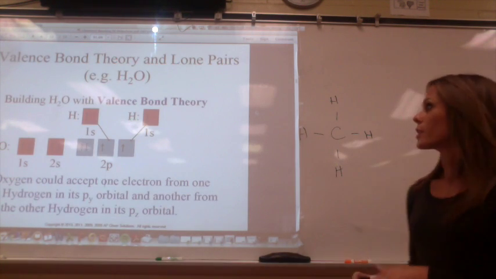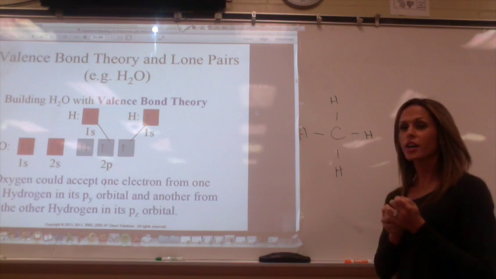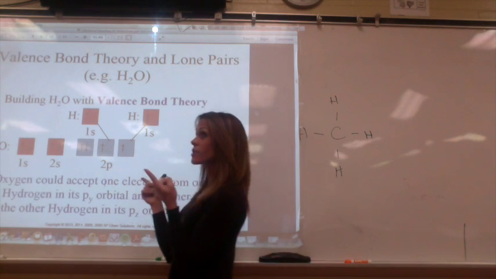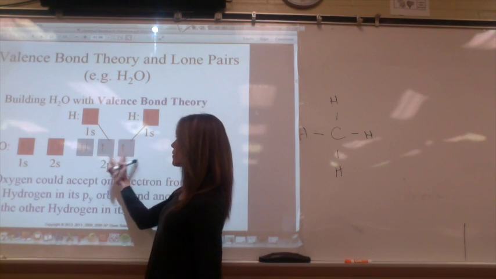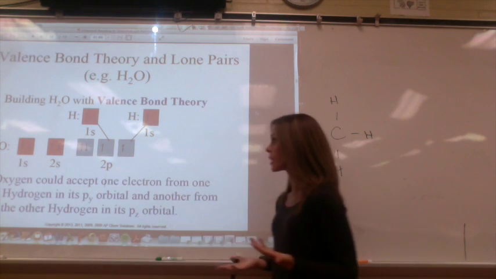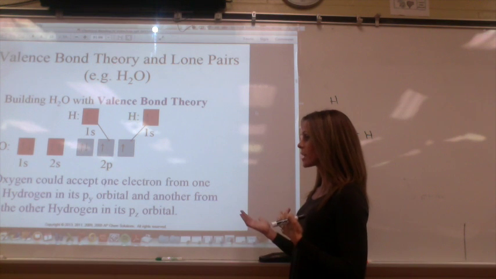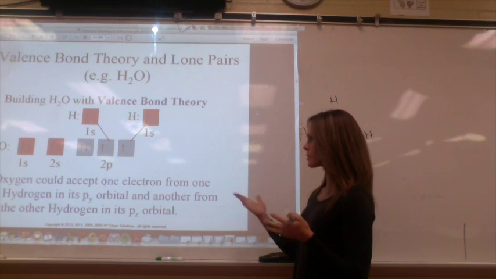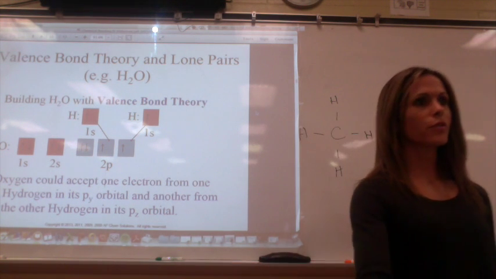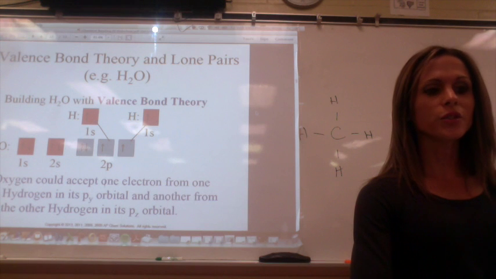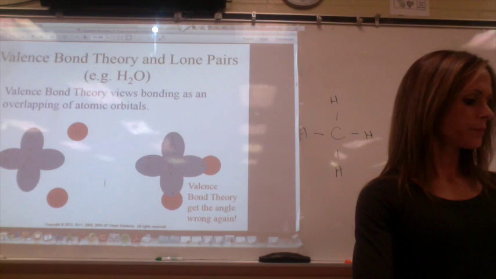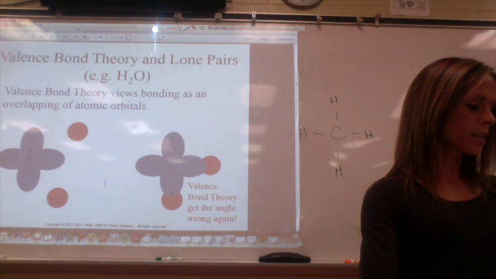All right, building water. Water. Each hydrogen, 1s, has 1 available spot, and oxygen does, in fact, end up with 2 available spots, right? So it appears as if valence bond theory would work for this one, because we have the py and pz orbitals that are available. But what ends up happening when you do this? What bond angle do you predict? What bond angle do you think you predict?